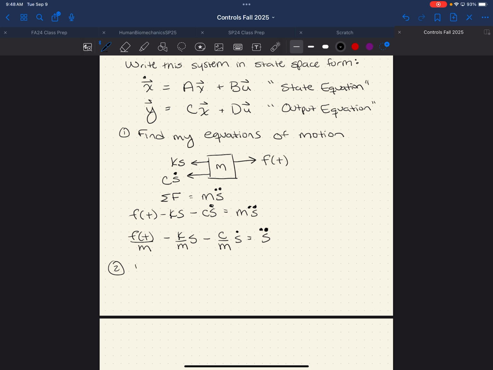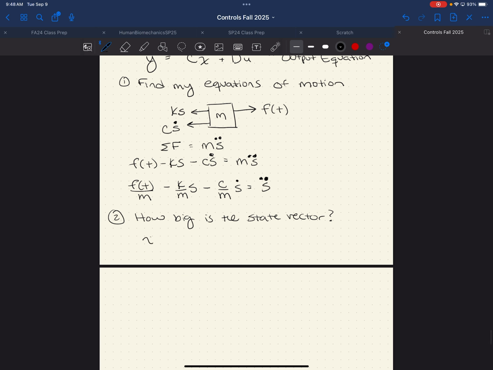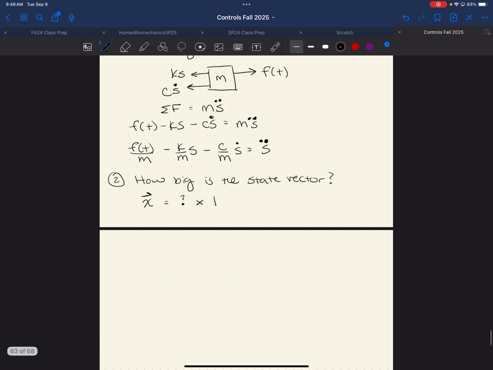So number two, I'm going to say how big is the state vector. And remember that state vector is this guy. It's just the x vector. That's my state vector. So we need to figure out how big is it. We know that it's a vector, so it has one column, but I don't know how many rows. So what is the procedure for figuring out how many states we need? We know there's some subtracting, there's potentially some adding. You have to figure out the highest and lowest order for all variables.